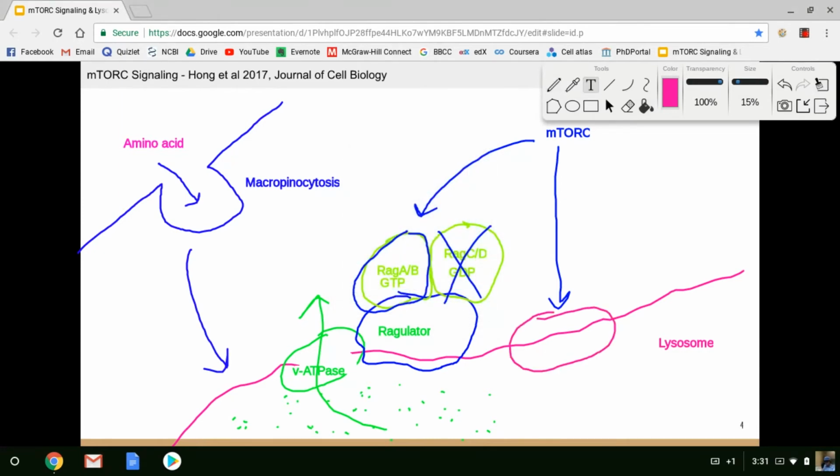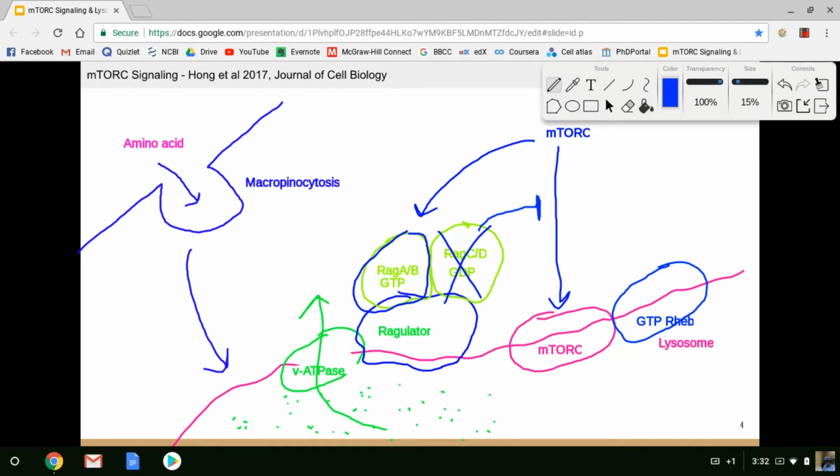mTORC needs to be recruited to the lysosome by Ragulator's activation, or I should say guanine exchange factor activity of RagA. And it also needs to be activated by the presence of GTP Rheb. So say this is GTP Rheb. I should also mention that this RagCD complex, if it's not being inhibited by Ragulator, inhibits mTORC. It inhibits mTORC's translocation to the lysosome.